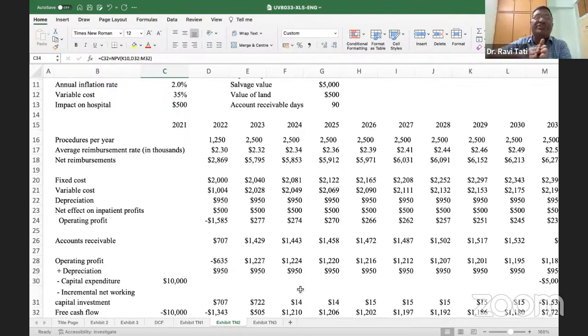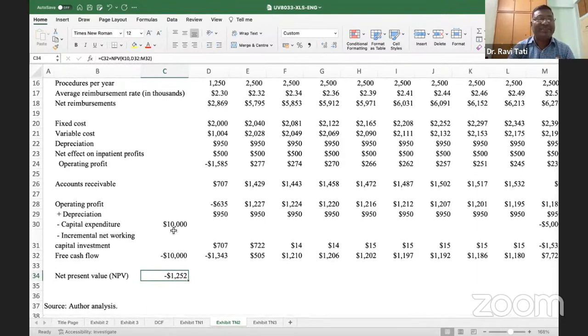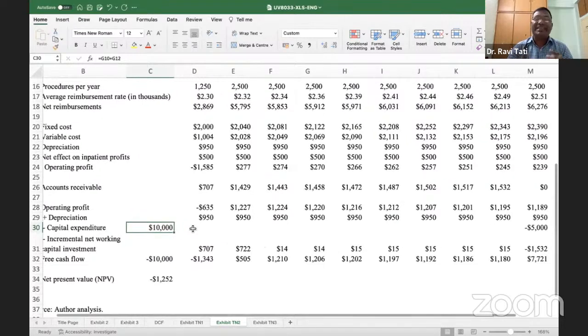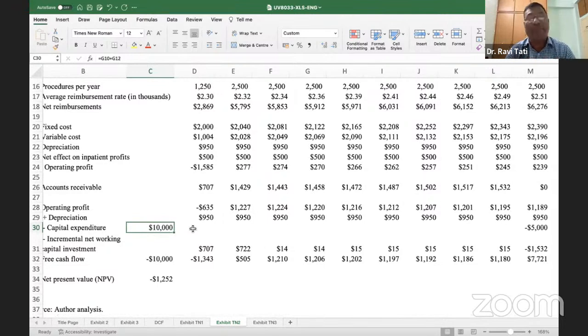From the discounted future cash inflows, you have deducted the present investment in this ASC project, the ambulatory surgery center. For this, you are investing money. Presently, the dollar value now is $1 only, so you simply deduct the investment of 10 million. This initial investment need not be discounted, because today's dollar is worth $1 only.